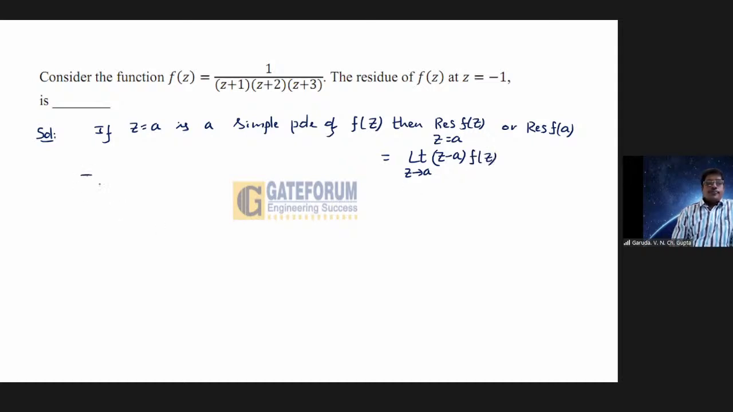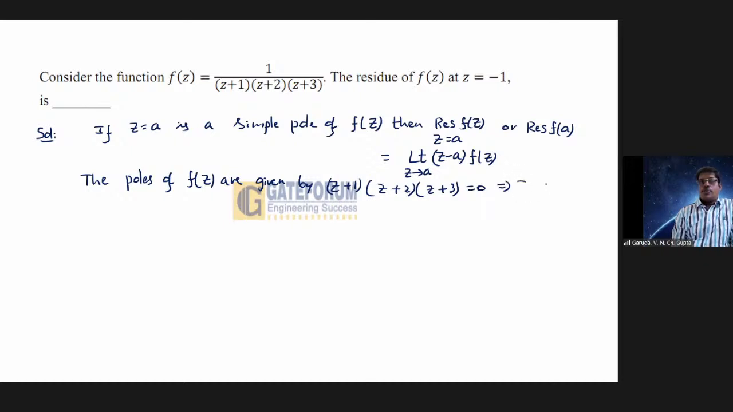Now, the poles of f of z are given by equating denominator of f of z to 0. Z plus 1 into z plus 2 into z plus 3 equal to 0. So from this, you will be getting z is equal to minus 1, minus 2, minus 3. Here, non-repeated. All the z values are distinct. They are not repeated. And each is a simple pole.